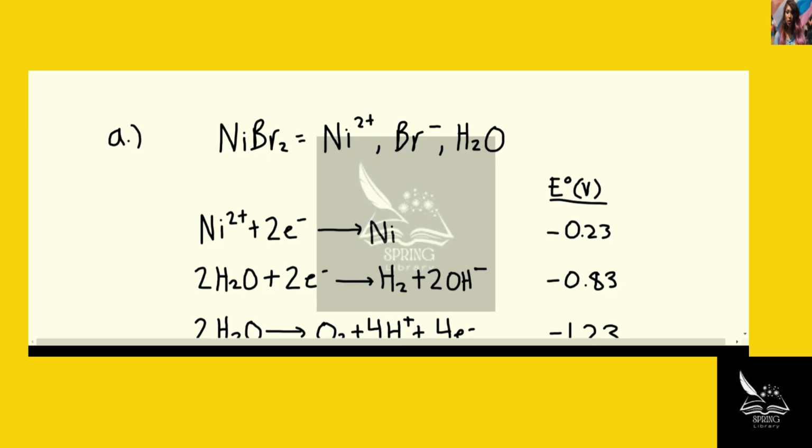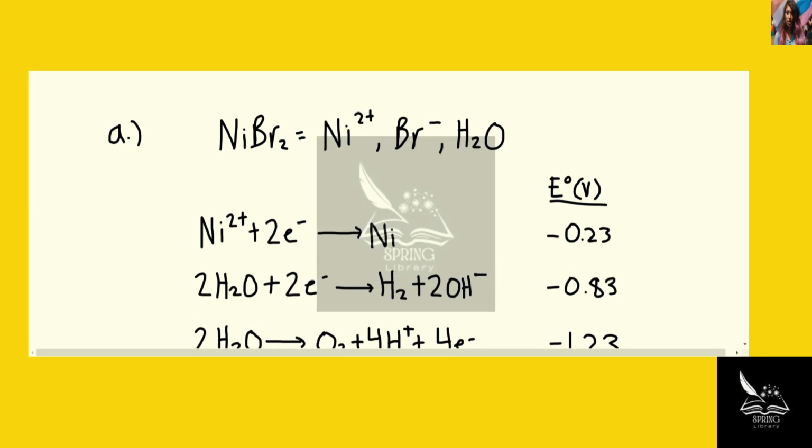In each part of this problem, we are told that we have 1 molar of a solution of the given compound at standard conditions, and we want to know which reactions will occur in the cathode and the anode. Since these are all aqueous solutions, if we start with the compound given in part A, which is NiBr2, we know that means that we have Ni2+ aqueous ions in solution, Br- aqueous ions in solution, and because this is aqueous, we also have water.